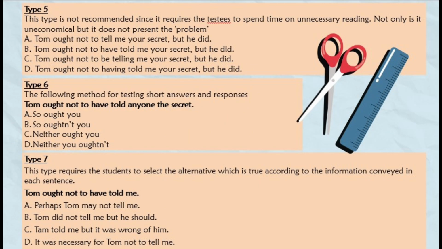We also have Type 5, Type 6, and Type 7. For Type 5, this type is not recommended since it requires the testees to spend time on unnecessary reading. Not only is it uneconomical, but it does not present the problem. In Type 6, the following method is for testing short answers and responses. And for Type 7, this type requires the students to select the alternative which is true according to the information conveyed in each sentence. And we can see here also the examples of each type.